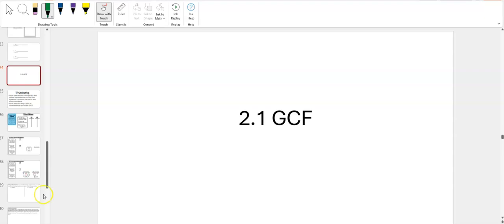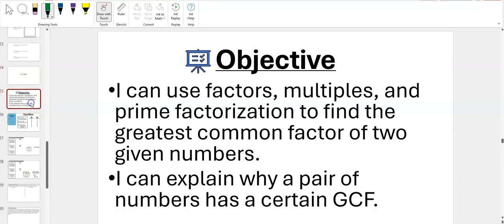We're going to start learning about greatest common factors and how to solve that. We're going to be able to use factors, multiples, and prime factorization to find the greatest common factor of two given numbers. And you should be able to explain why a pair of numbers have a certain GCF.